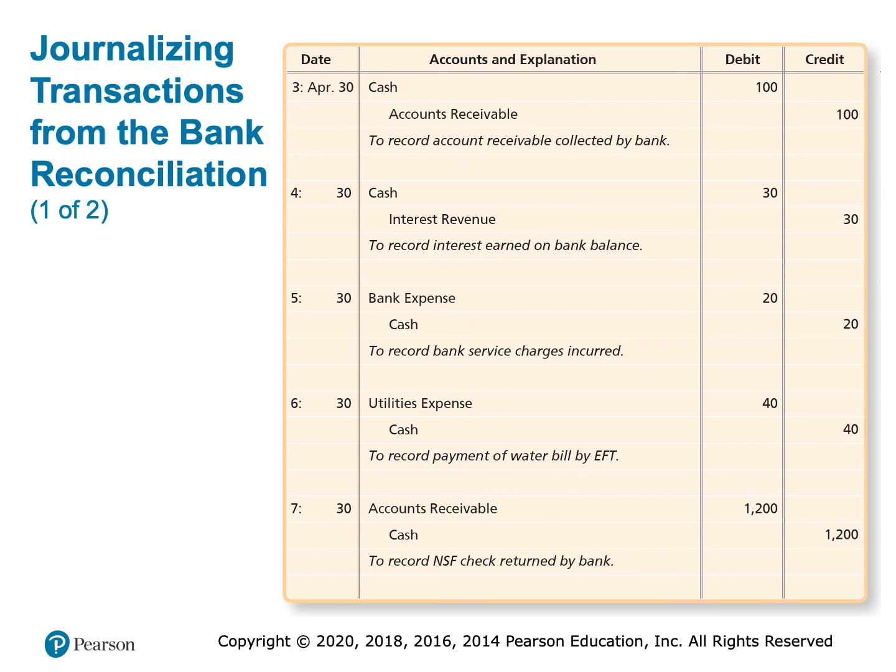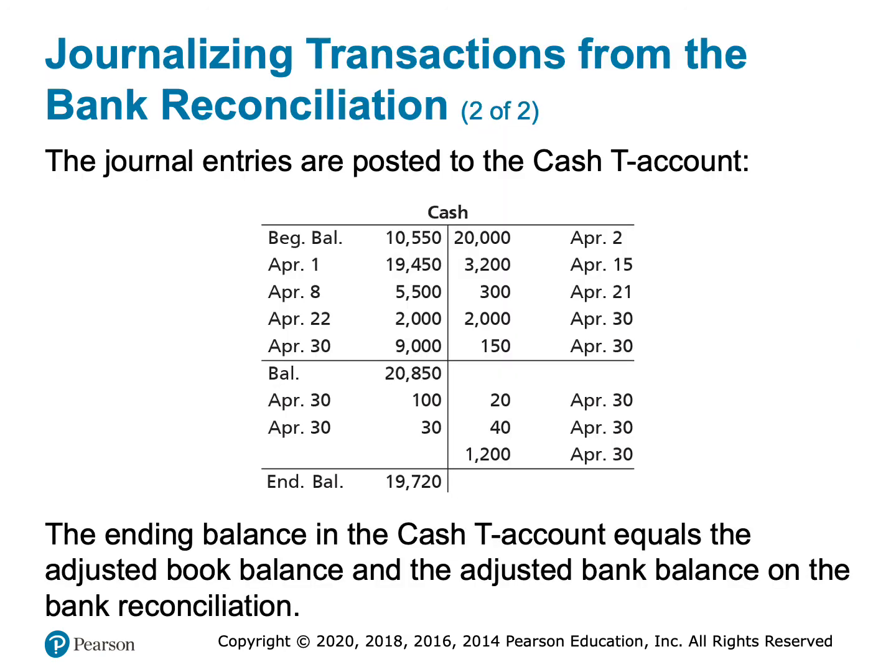And then when we had the NSF check from the customer, now I'm going to credit cash, but I'm going to debit accounts receivable because that customer still owes me that money, and I'm going to be sending them a bill telling them, by the way, you owe me that $1,200. And now that we've posted those journal entries to the T accounts, notice that the balance in the cash account equals the $19,720, which was the adjusted balance on our bank reconciliation.